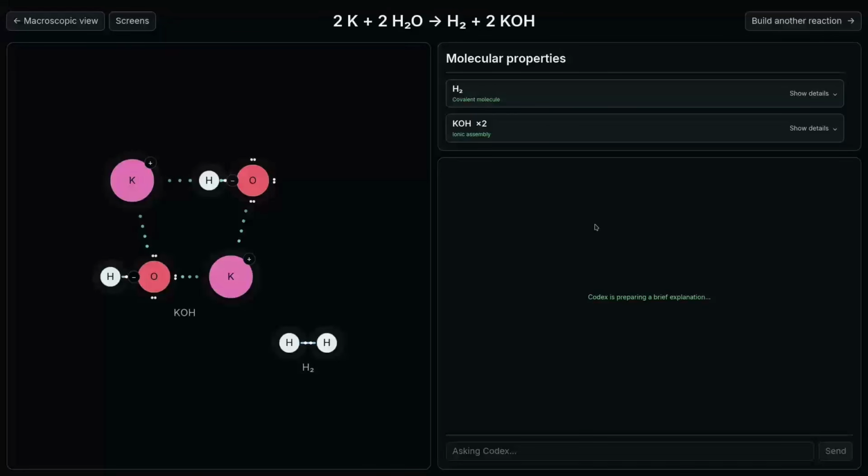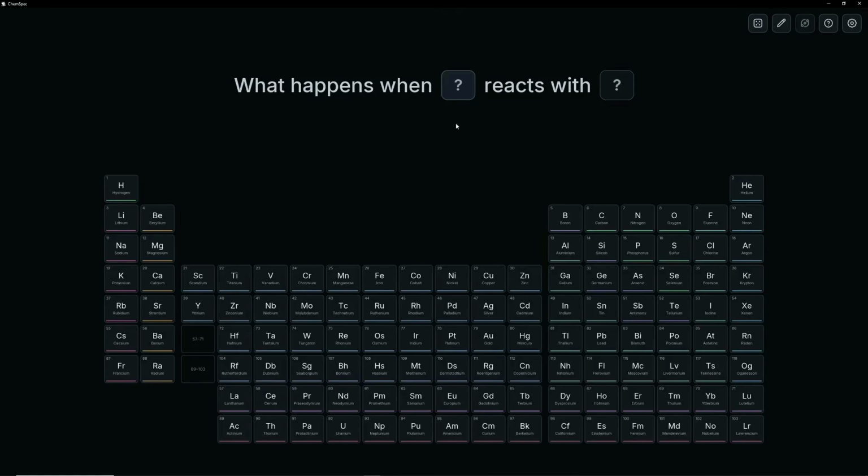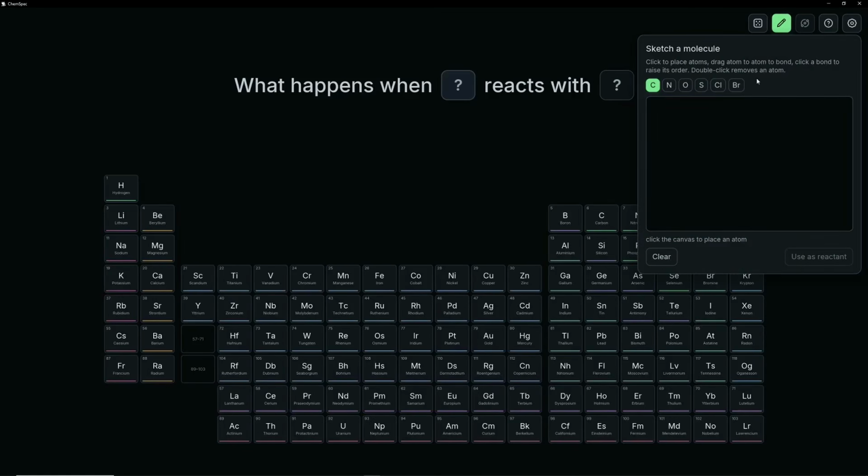Codex can then explain the principles behind the reaction and help students explore its applications in areas such as medicine, energy, industry, and everyday life. ChemSpec also supports organic chemistry through its organic molecule drawer, allowing students to construct and explore a wide range of organic structures and reaction pathways.